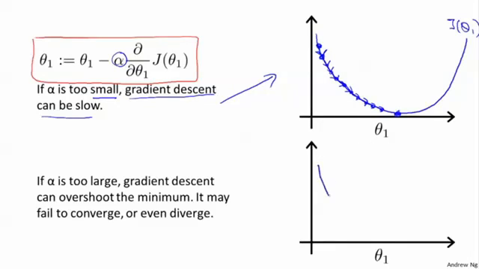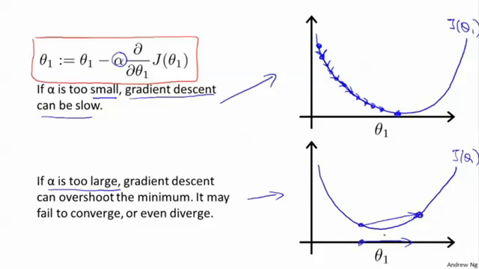Now, how about if alpha is too large? So here's my function J of theta. Turns out if alpha is too large, then gradient descent can overshoot the minimum and may even fail to converge or even diverge. So here's what I mean. Let's say I start off theta there. It's actually pretty close to the minimum. So the derivative points to the right, but if alpha is too big, I'm going to take a huge step. Maybe I'll take a huge step like that. Right? So I end up taking a huge step.